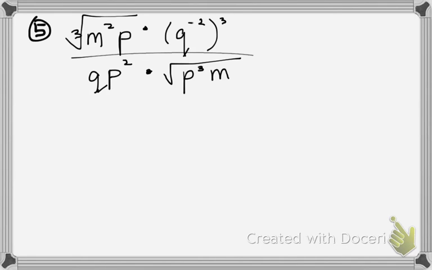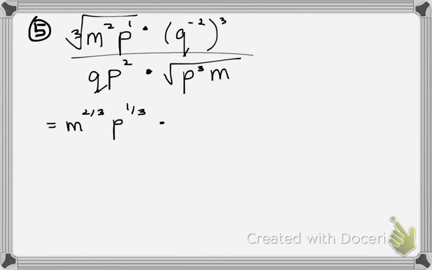Alright, this is going to be our last one for this video. It's a little bit more challenging yet. The first thing that I'm going to do, I'm just going to start with the numerator, and I'm going to change these values, the m squared and the p, with this cube root into rational exponents. So remember, this p has an imaginary exponent 1 on it. So it's going to become m 2 over 3 and p 1 over 3.